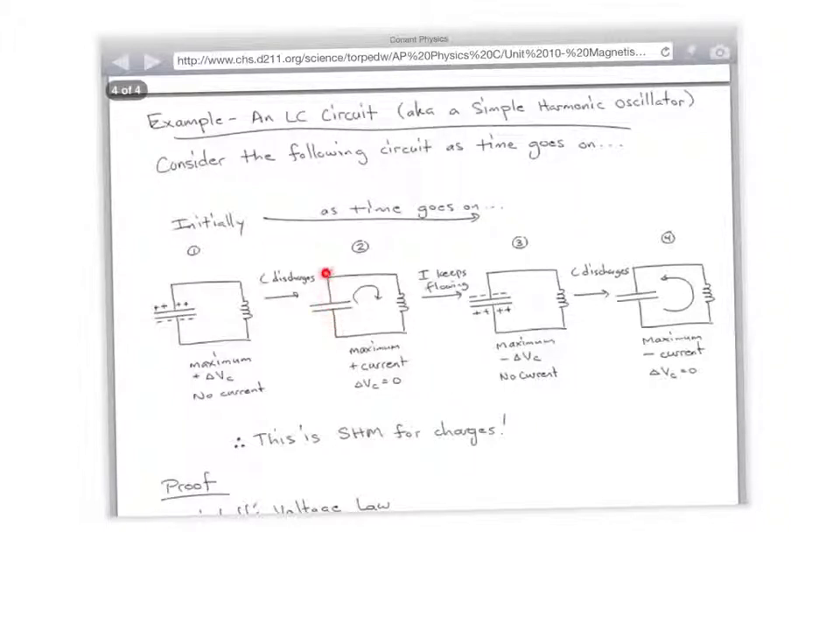Well, no, this is after a while. After the current has built up because all these charges have moved through, now the inductor is full of field and it wants to maintain the existing current. So even though the capacitor is now uncharged, you've got current flowing through your inductor that's going to keep on flowing because it's an inductor.